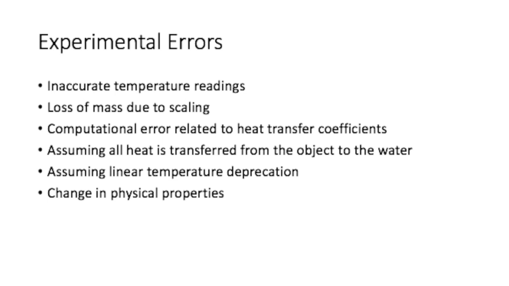During this experiment, we had some errors. One of them being due to some equipment constraints, we had some inaccurate temperature readings. Along with the equipment issues, we had computational error. Computational error included the loss of mass due to scaling and errors calculating our heat transfer coefficients. For calculations, we assumed 2 things: that our temperature would depreciate linearly, and that all heat is transferred from the object to the water. Finally, we have the fact that physical properties of solids and liquids are functions of temperature. This could also contribute to our computational error.